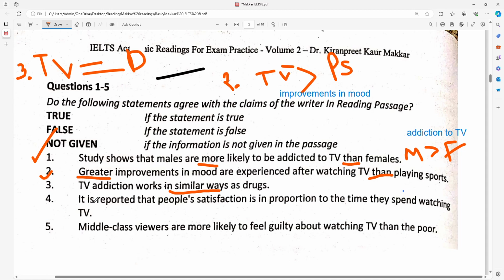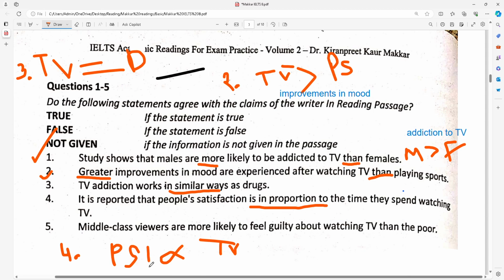Let's see 4th. It is reported that people's satisfaction is in proportion to the time they spend watching TV. Now again they have said in proportion to. Now what is the meaning of in proportion? Let's understand it here. So in 4th question they are saying that let's say people's satisfaction is directly proportional or in proportion to watching TV.